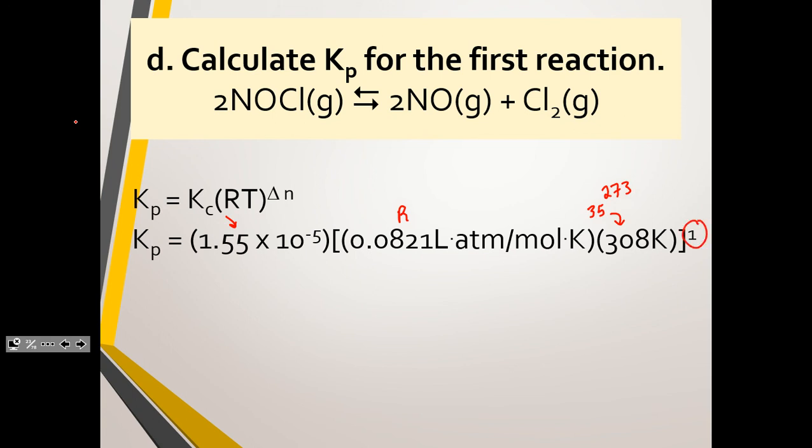Well, again, where did that come from? We've got 3 moles of product and 2 moles of reactant. Remember that this has to be for gases only. When we solve, we get 3.92 times 10 to the negative fourth.